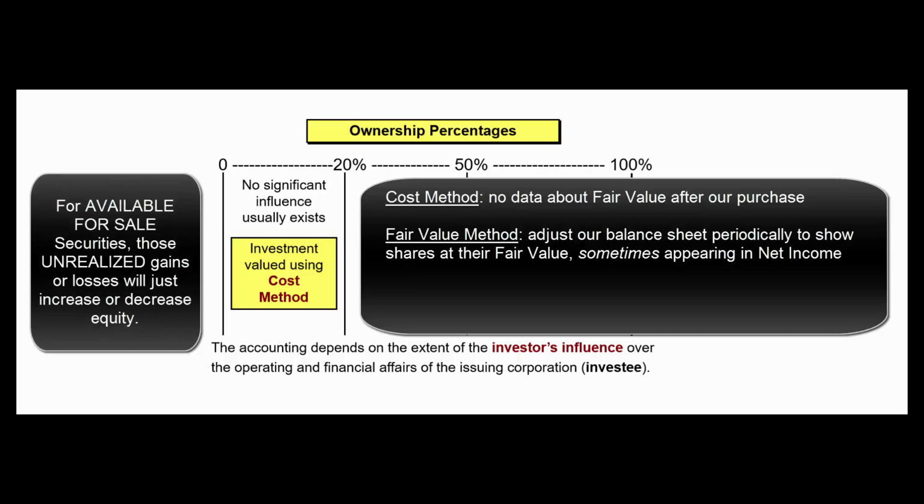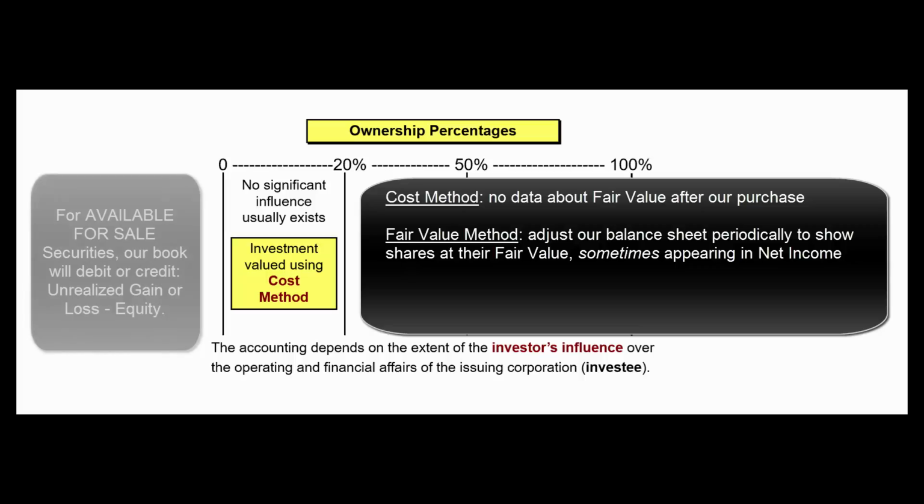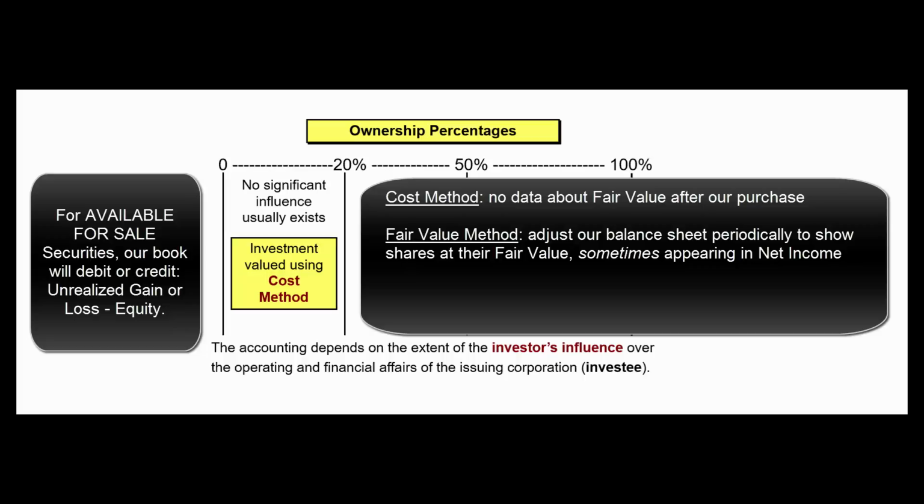It'll be part of something called other comprehensive income, which will close into an account called accumulated other comprehensive income on the equity side of the balance sheet. And what's going to happen is our book is going to shortcut that whole income statement thing and just talk about crediting an account called unrealized gains or losses equity.